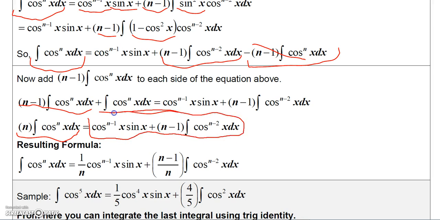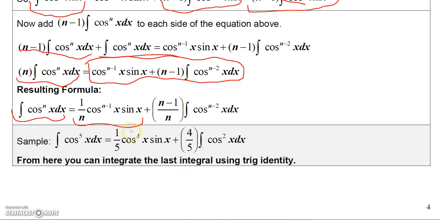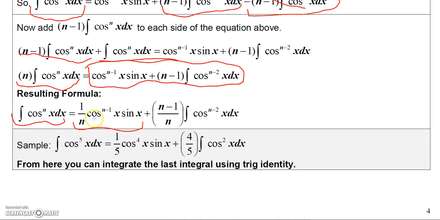So now to solve for this integral, just divide everything by n, and you'll get that integral by itself. And here you'll have 1 over n times this first term, and then here you'll have 1 over n times this, so that would just give me n minus 1 over n, and then finally times the integral of cosine to the n minus 2. So finally I get a formula here.